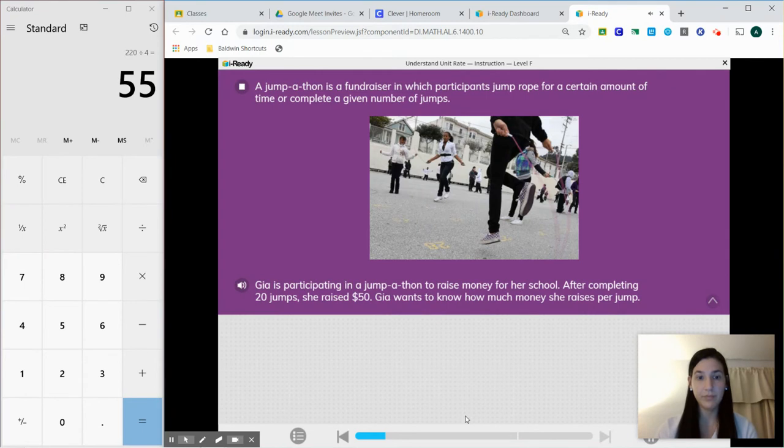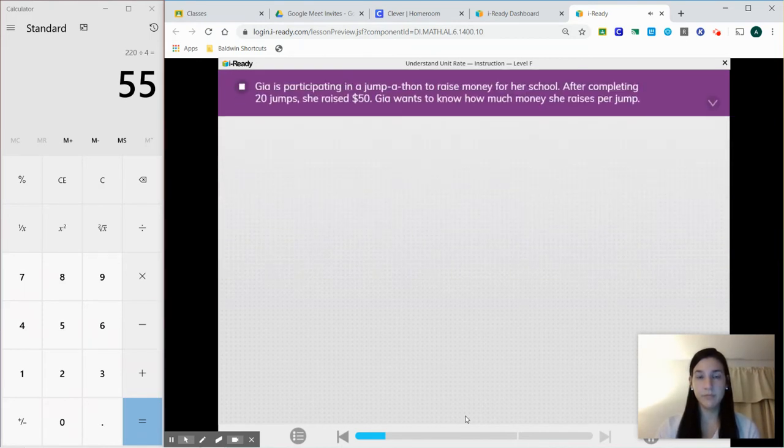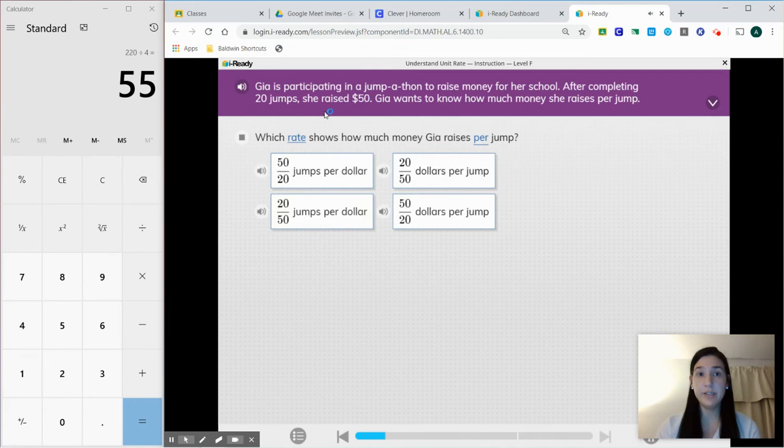A jumpathon is a fundraiser in which participants jump rope for a certain amount of time or complete a given number of jumps. Gia is participating in a jumpathon to raise money for her school. After completing 20 jumps, she raised $50. Gia wants to know how much money she raises per jump. Okay, so money per jump. Which rate shows how much money Gia raises per jump? So not jumps per dollar, we have $50 per 20 jumps.